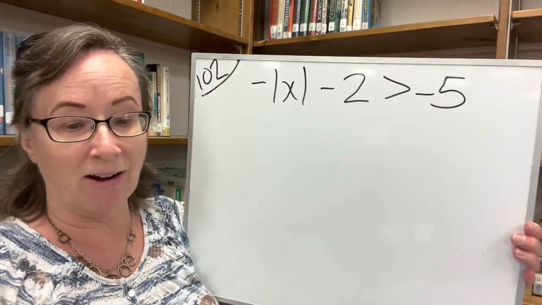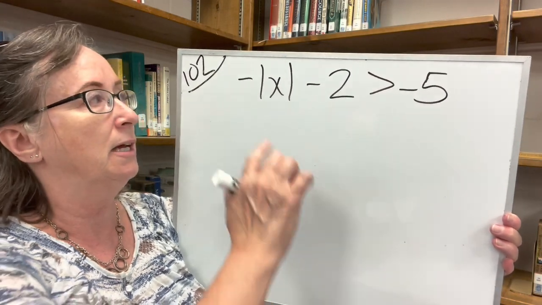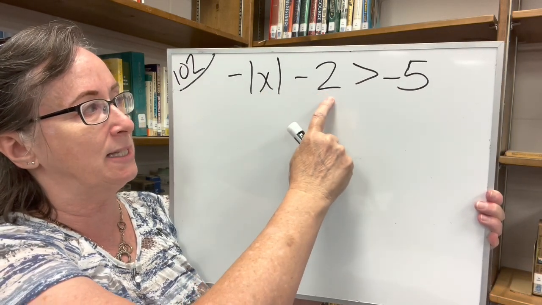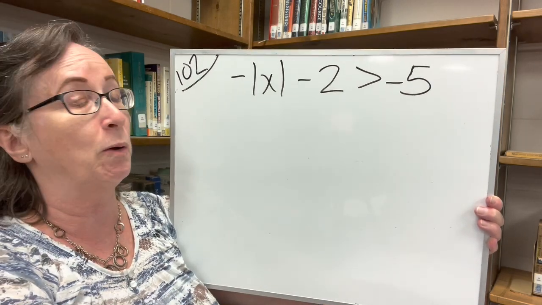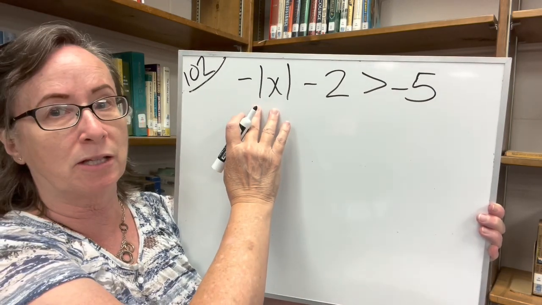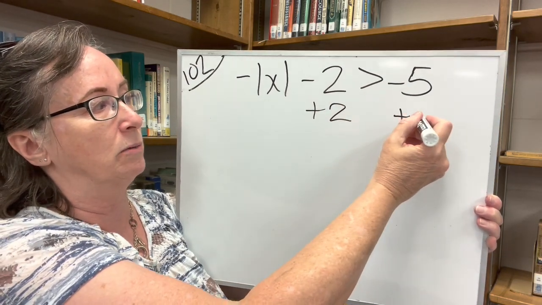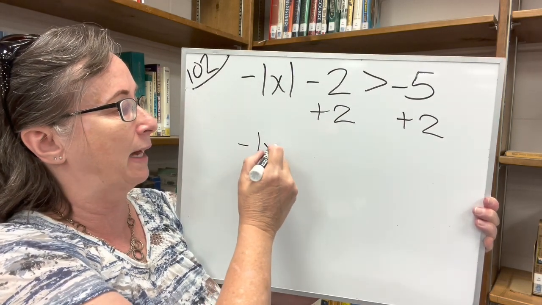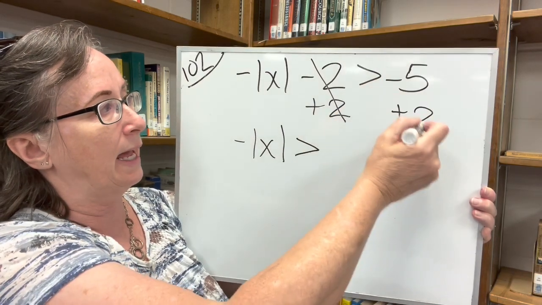All right, so here's our last example, and then we have 2 practice problems, and we'll be done. So here we have a negative absolute value of x minus 2 is greater than negative 5. Now that's really confusing. We want to only have the absolute value on one side, so I'm going to just add a 2 to each side. Okay, so now we have negative absolute value of x, this cancels, greater than a negative 3.